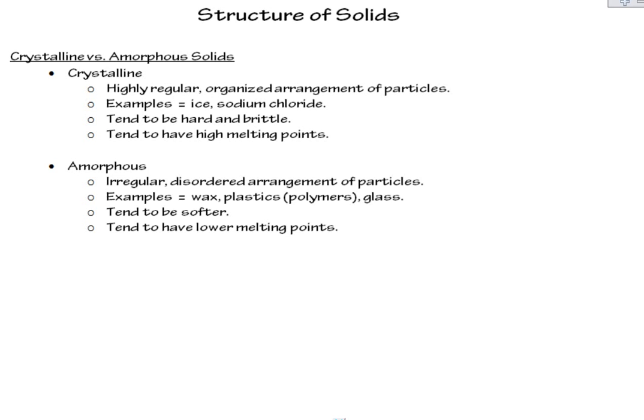An amorphous solid, on the other hand, would have these particles in a disorganized arrangement. You've got a bunch of particles, they're just randomly scattered close to each other. There's not an organized pattern, an irregular, disordered arrangement of particles. And again, this could be lots of covalent solids like waxes and plastics and glasses. They tend to be softer and have a little bit lower melting points because there isn't this rigid, organized pattern of, especially in an ionic solid, oppositely charged ions.